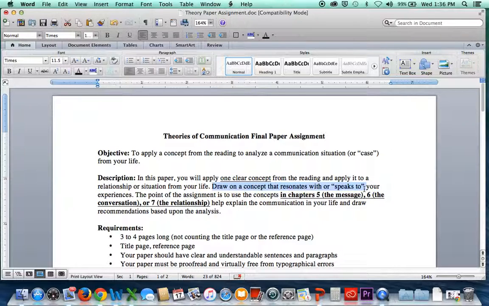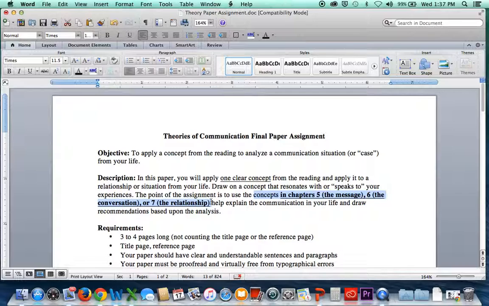That oftentimes happens, we notice when we're reading something and something pops off the page and we go, oh wow, that makes sense for me. That connects to it. Something like this happened to me just the other day. Well, that's the kind of concept you want to pick. I want you to focus on concepts from chapters 5, 6, and 7, the message, conversation, and the relationship. Some of the other concepts in other chapters are good too, but we'll focus and help you draw your attention to these three for this paper.